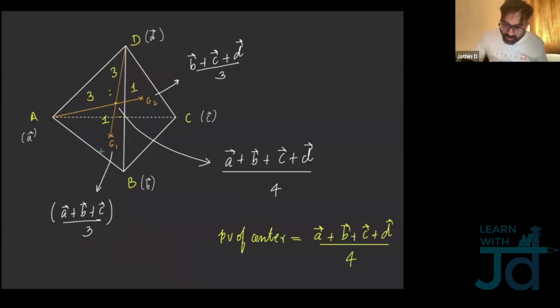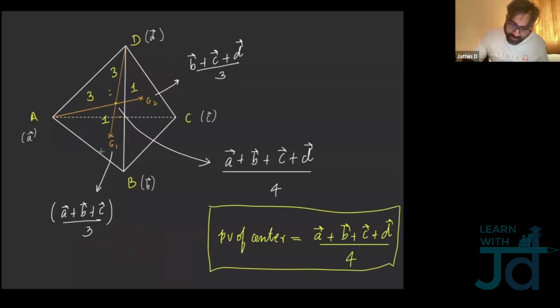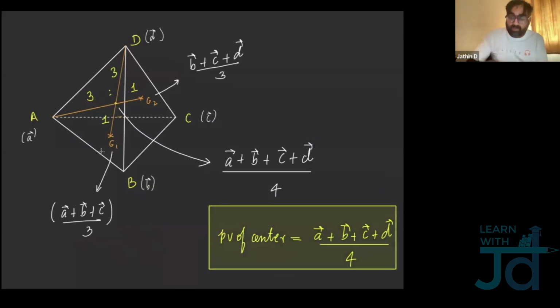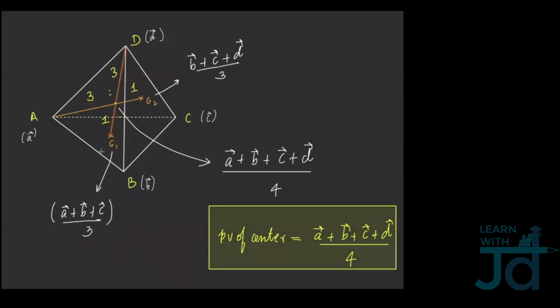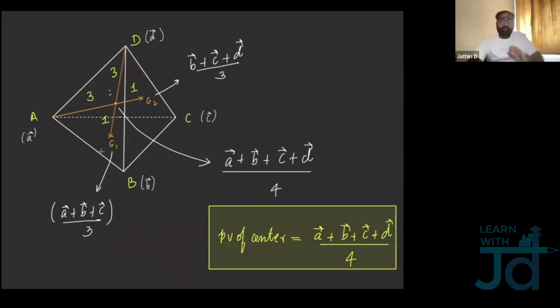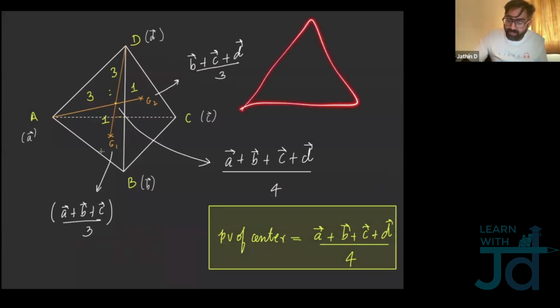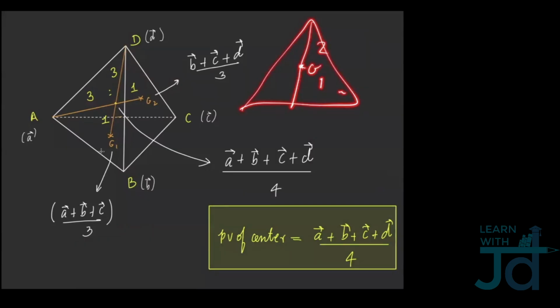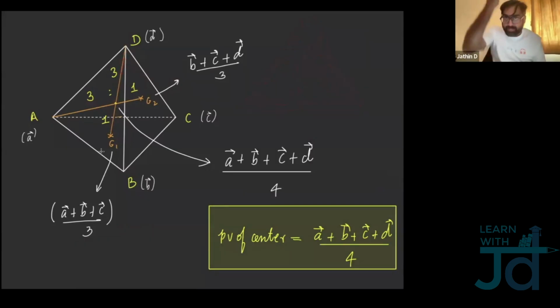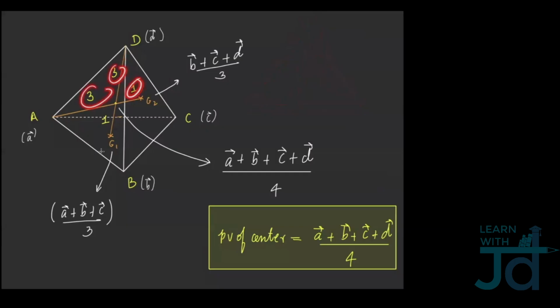If you know the position vectors of all the vertices, simply add all the position vectors and divide by 4. And what ratio does it divide? 3:1. Remember that also. Sir, also from this we can find the centroid of the tetrahedron, right? The center and centroid of a tetrahedron are the same concept. If you remember, in a triangle the median was divided by the centroid in the ratio 2:1. Here it will be 3:1. The line from a vertex to the centroid of the opposite face is divided by the centroid of the tetrahedron in the ratio 3:1.